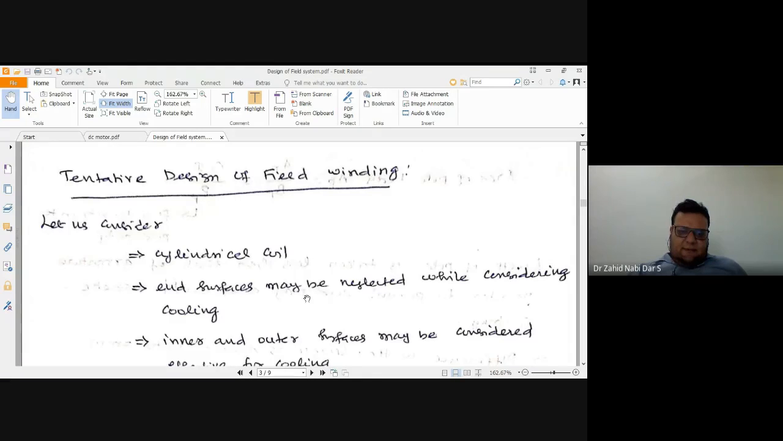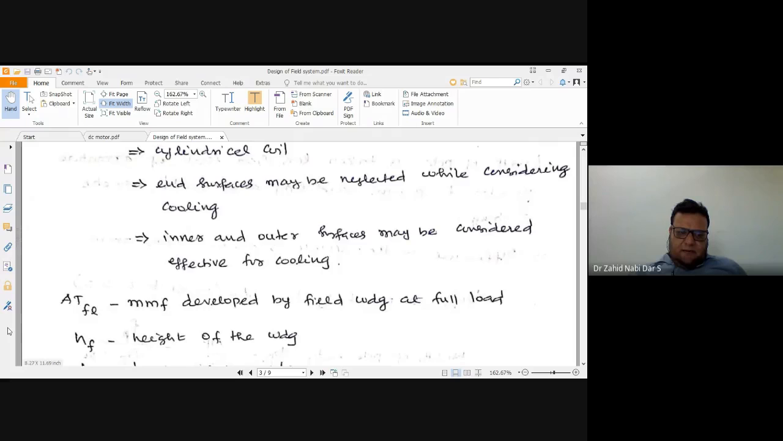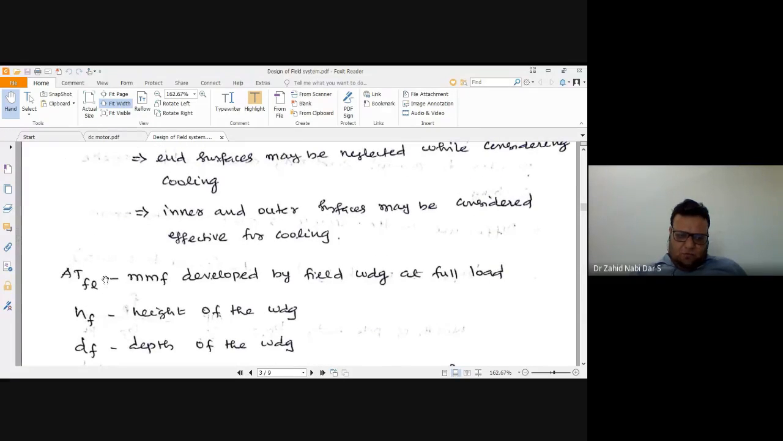Okay, let us consider a cylindrical coil. The end surfaces may be neglected while considering cooling. End surfaces means you have the surface area of a rectangle or a cuboid, so you will take only the rectangular cross section. Top and bottom surfaces you will neglect. Only inner and outer surfaces may be considered effective for cooling. So the MMF developed by the field winding at full load is given by ampere turns at full load.